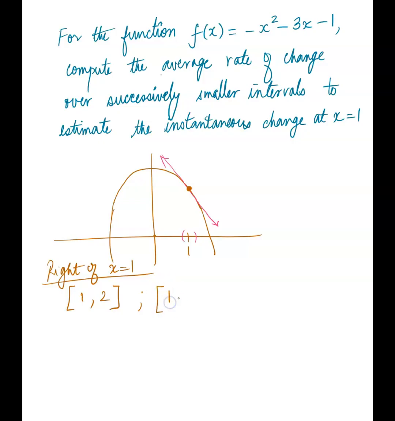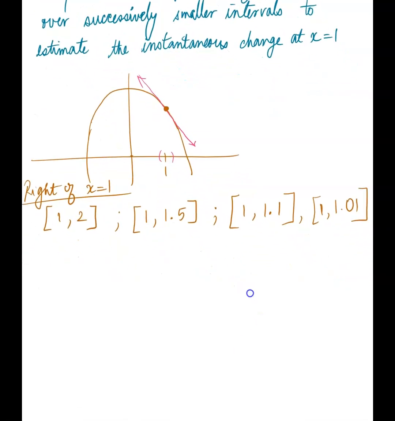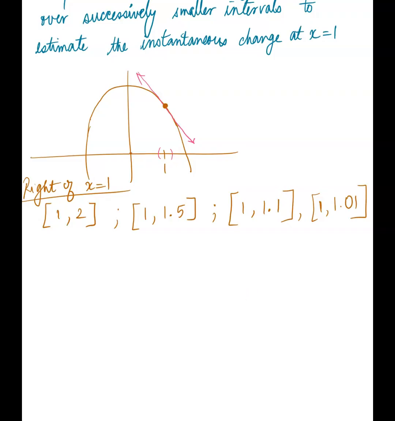Then I go for 1 to 1.5. I've reduced the interval from 1 to 2 to 1 to 1.5. Then again, reduce it, make it even smaller. What will be the slope if I took the interval from 1 to 1.1? Make it even smaller, 1 to 1.01, and let's see what happens to the slope for each one of them. So you're basically going to compute it for each one of them.